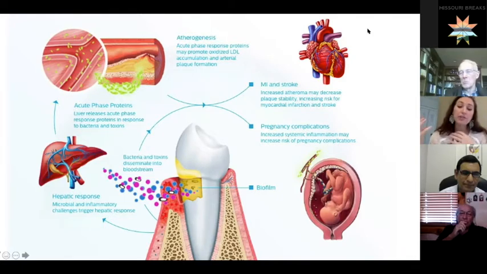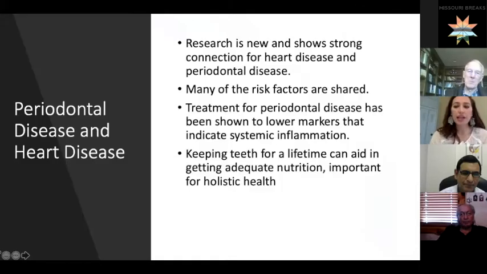So if you've had a history of heart attack or have a history of heart disease, this can also make you predisposed to, or you can get more chance of periodontal disease. So that's something also to keep in mind. And so, just like I mentioned, new research is showing a really strong connection for heart disease and gum disease. And many of these risk factors are shared.